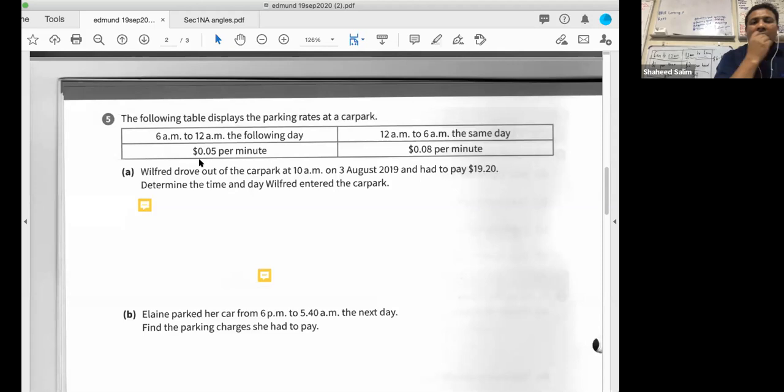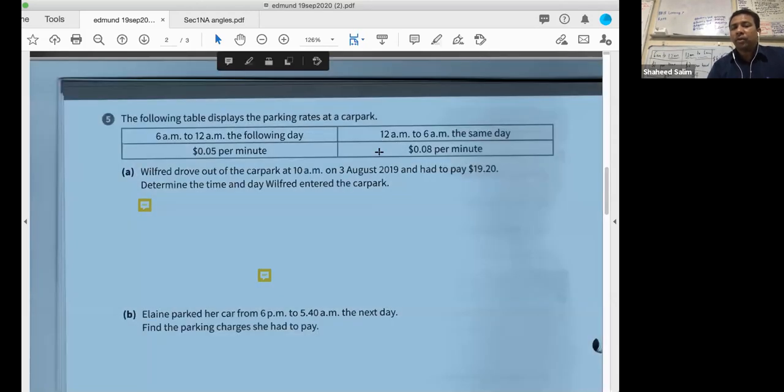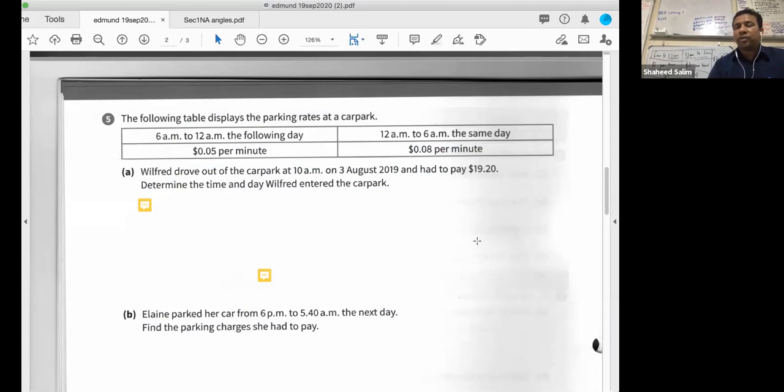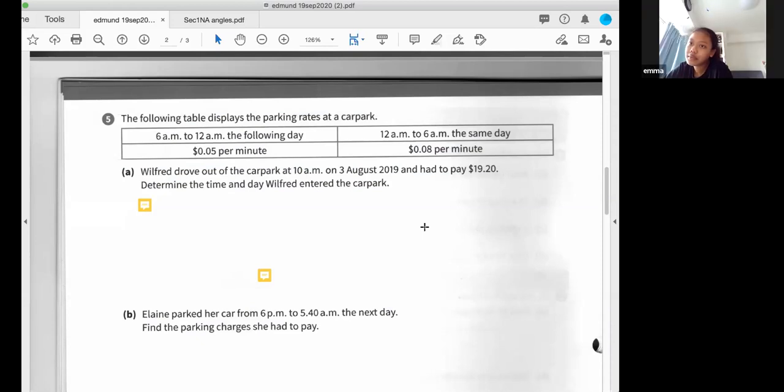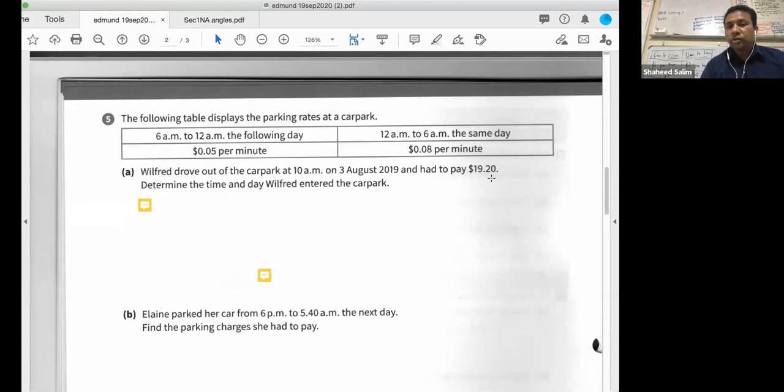$19.20 is spent. Got out at 10 a.m. Is 10 a.m. here, first rate, 5 cents, or second one, 8 cents? Which one? First rate or second rate? 10 a.m. when you drove out. Second rate. Yeah, second.